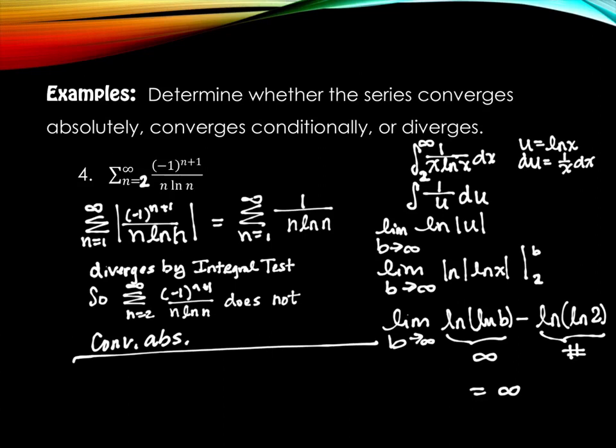So by the alternating series test, we can look at the limit of just the sequence. As n goes to infinity, the sequence of (-1)^(n+1) over n ln n, which would be the limit without the negative 1 part, right?